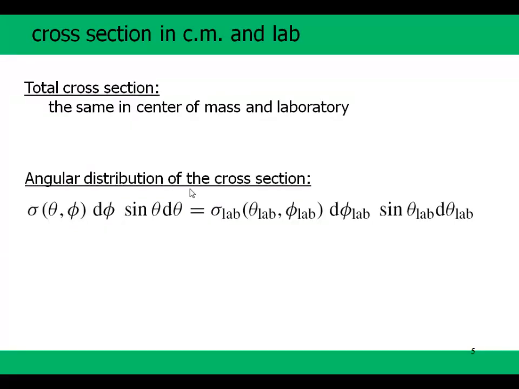Now, comment about the center of mass to laboratory. Total cross-sections are the same. It shouldn't matter whether you work in the center of mass or laboratory. But if you're looking at angular distribution, of course the angles change when you change from the center of mass to laboratory. And so if you're an experimentalist, you know this very well because you have to do this conversion all the time. Theorists usually work in center of mass all the time and sometimes forget these things, but this has to be kept in mind. You have to do that transformation carefully. Okay.